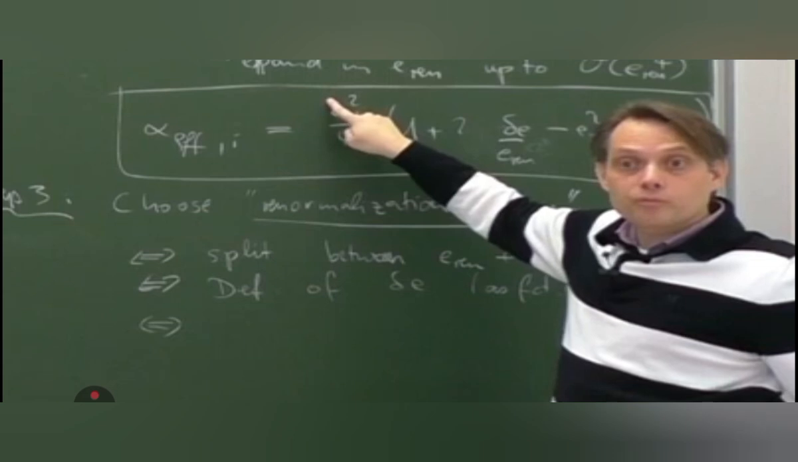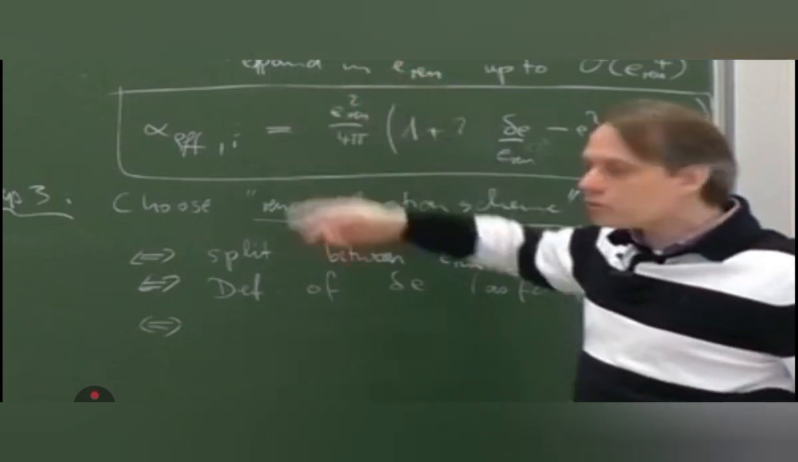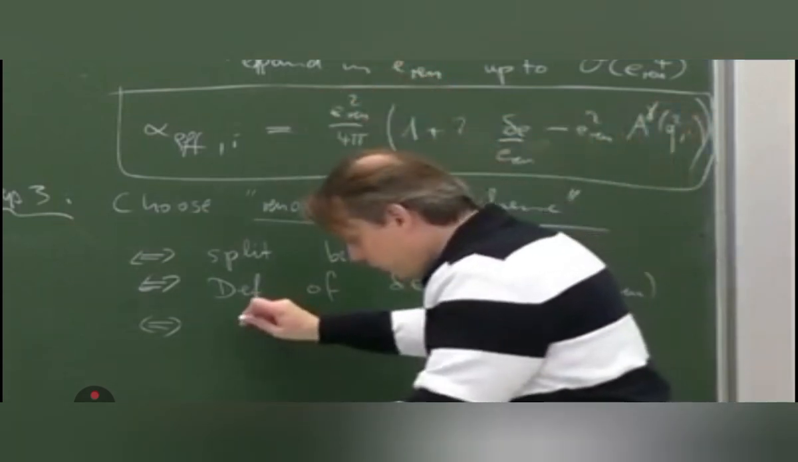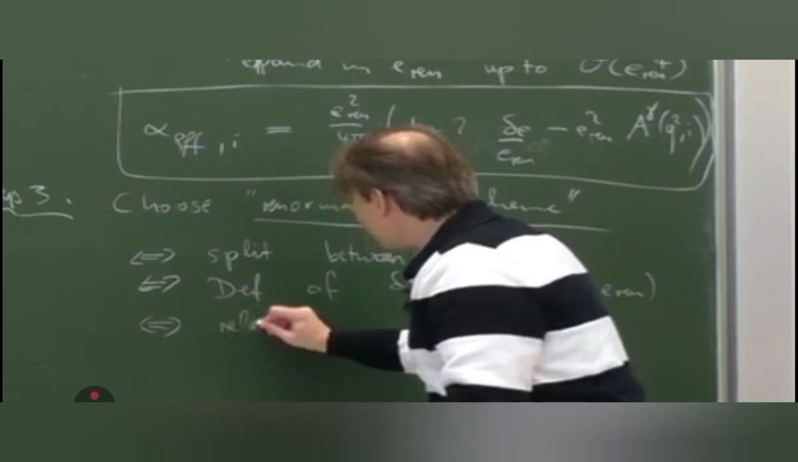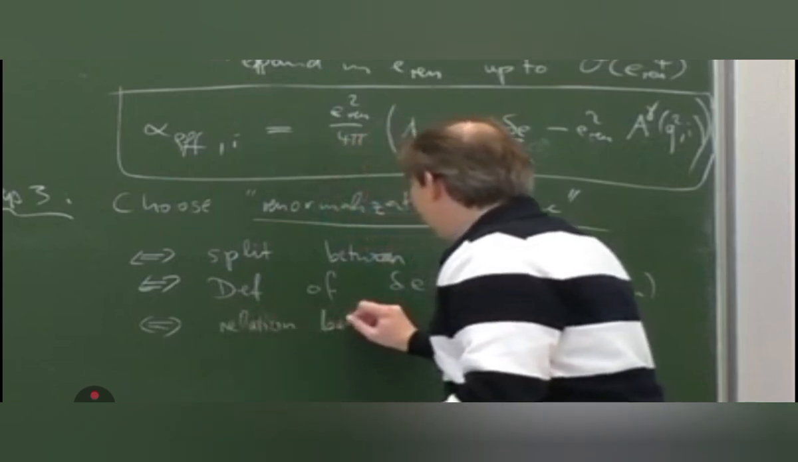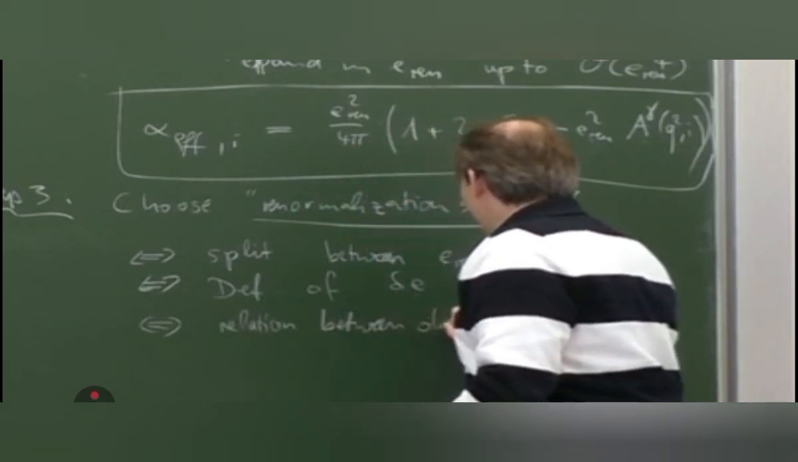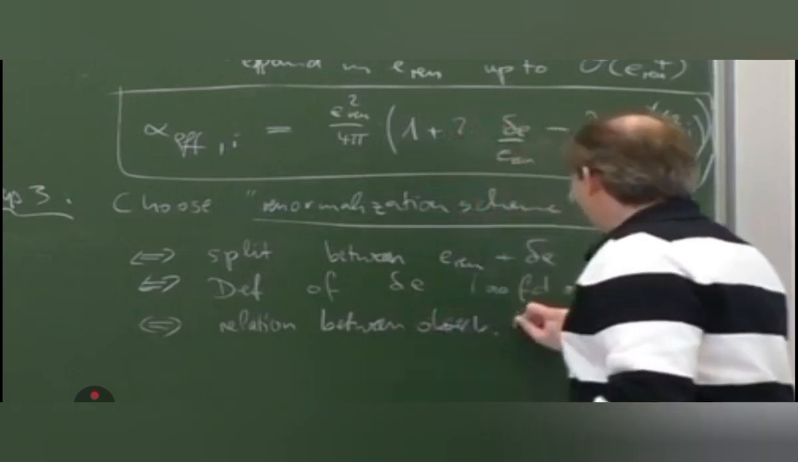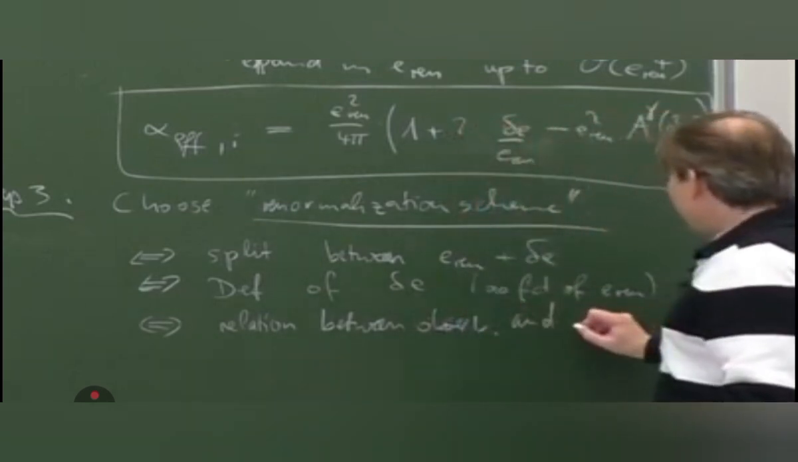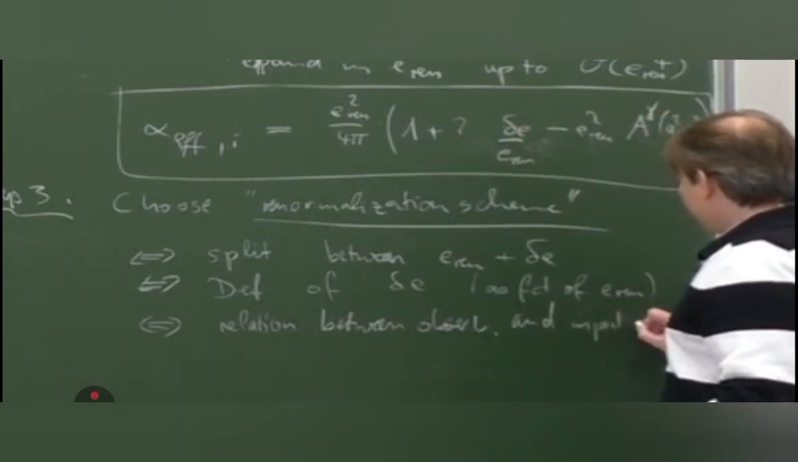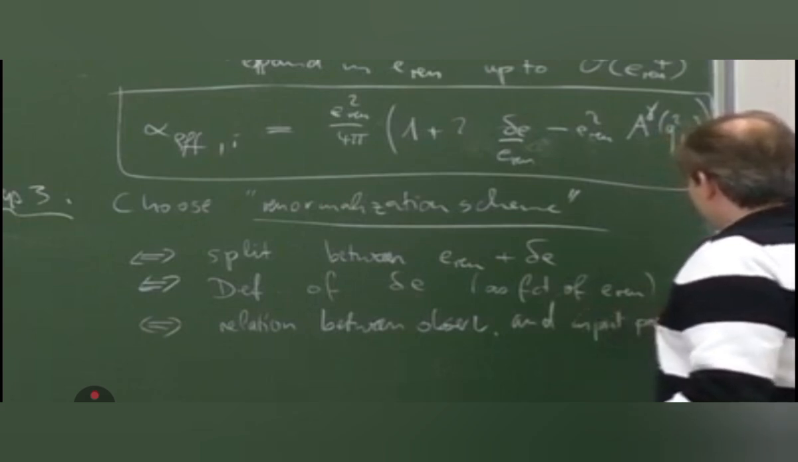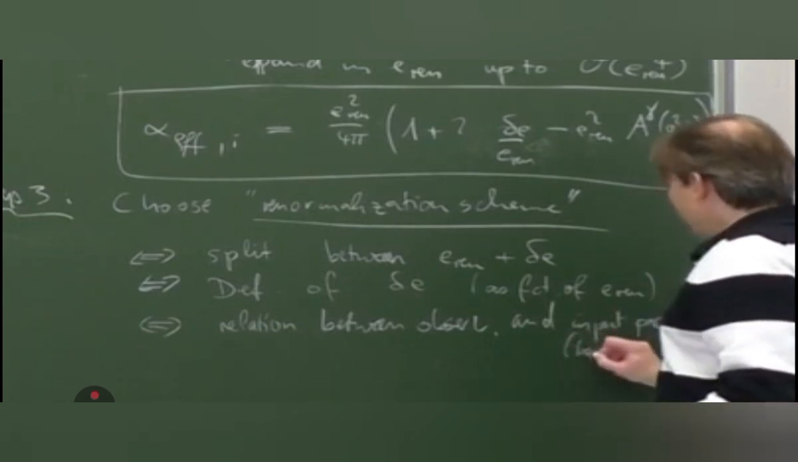Changing the theory parameters changes the formula. So it gives a specific relationship between observables and input parameters, here E renormalized.